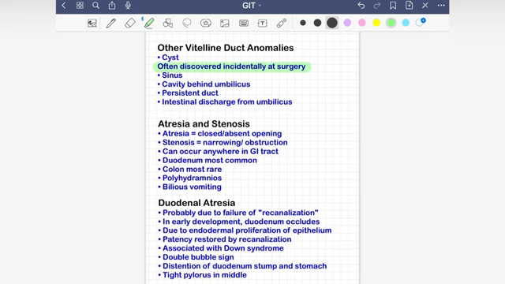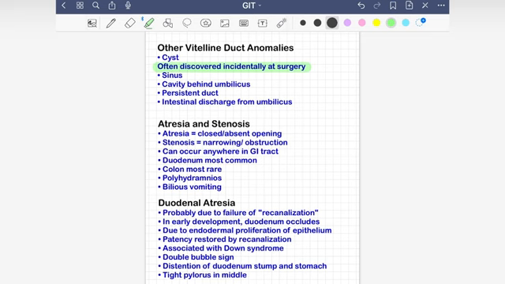If this process fails to occur, then you have a failure of recanalization, and that leads to obstruction in the duodenum. Two high-yield things to know about duodenal atresia is that it is associated with Down syndrome, and that it can lead to what's known as the double-bubble sign on imaging. This occurs when there is distension of the duodenal stump and the stomach with a tight pylorus in the middle.